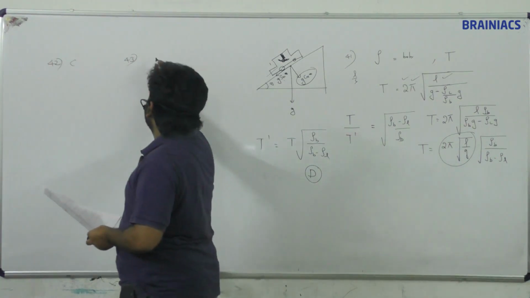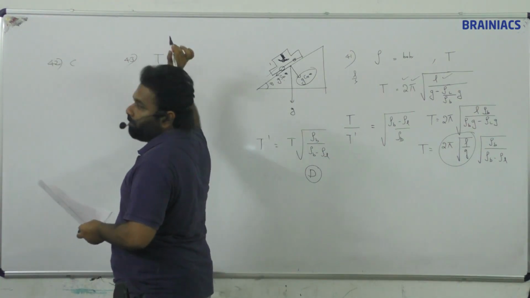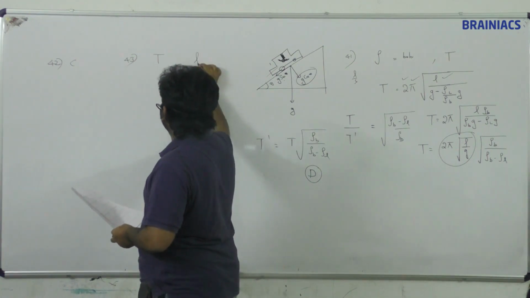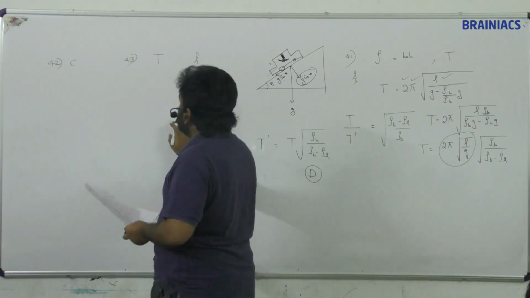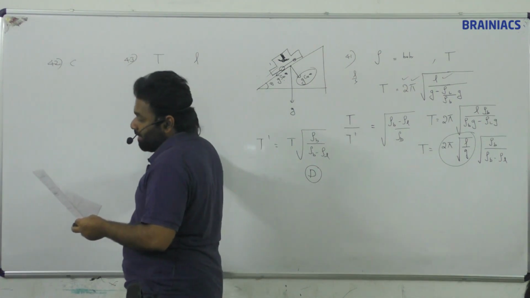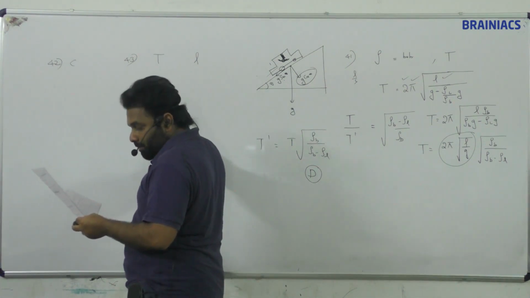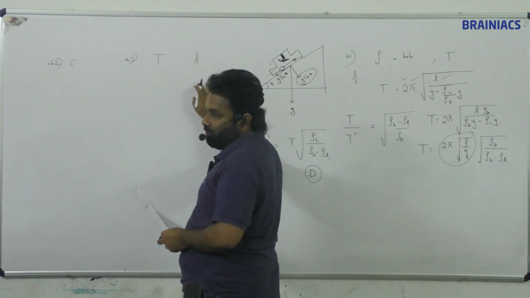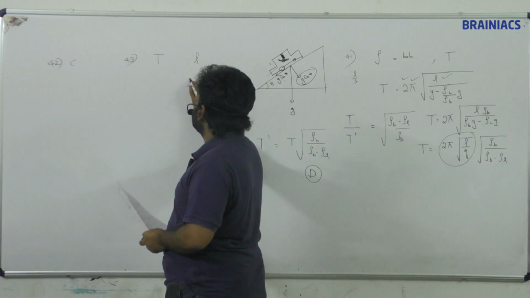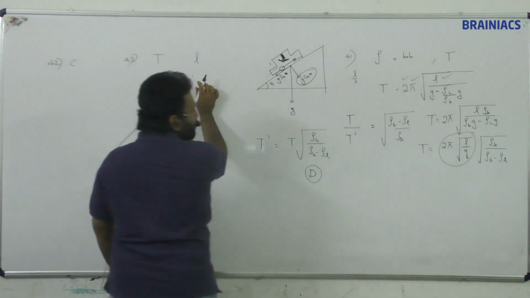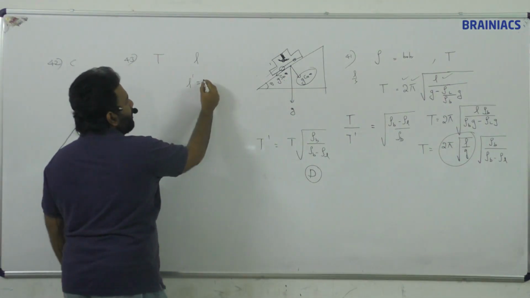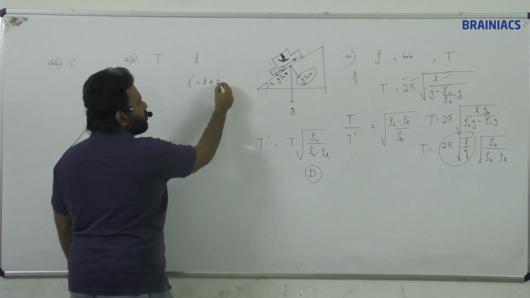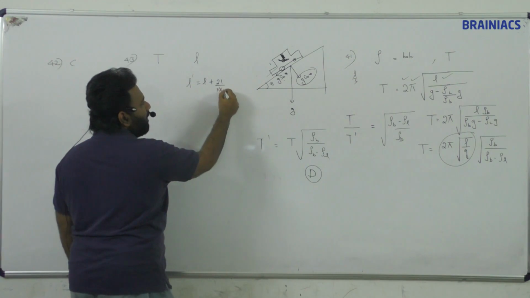Understood? The time period of a simple pendulum is T, and the corresponding length will be L. What they are asking is, if the length of the pendulum is increased by 21%, then L dash is equal to, see children, L plus 21% increased. So 21 divided by 100 into L.